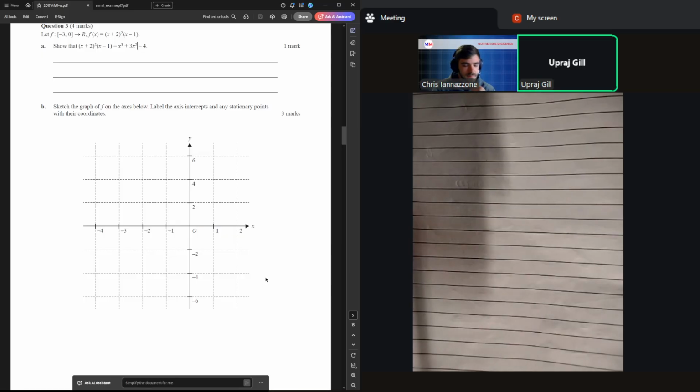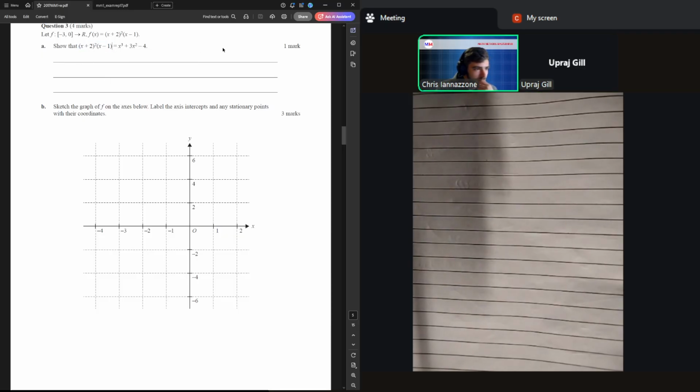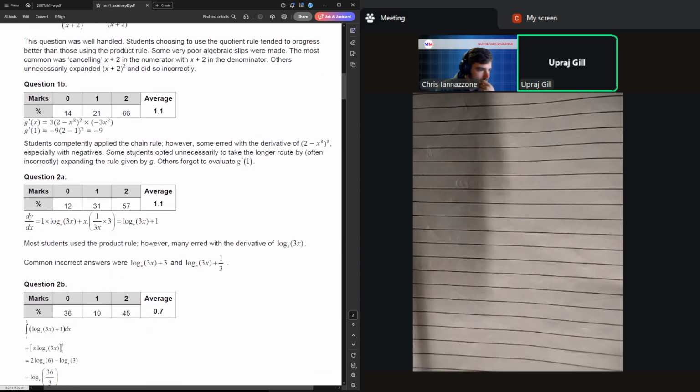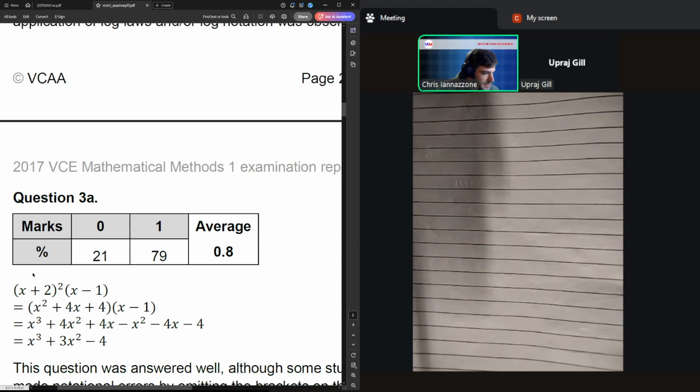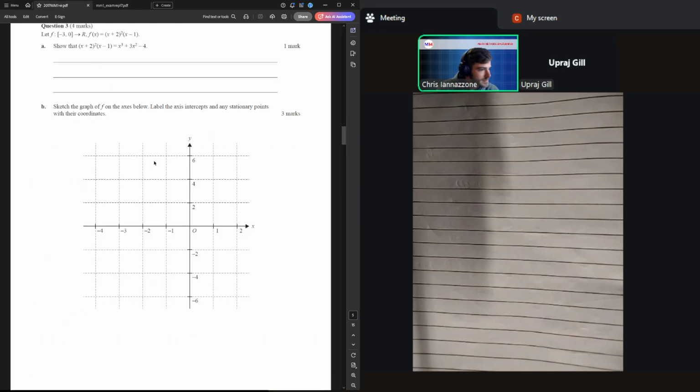For 3A, do we just expand the lesson? Yeah, it's just expanding. Is that what you've done? Yeah, I've got x to the power 3 plus 3x squared minus 4. That's it. Expand, expand, and then simplify. Nothing else to it.